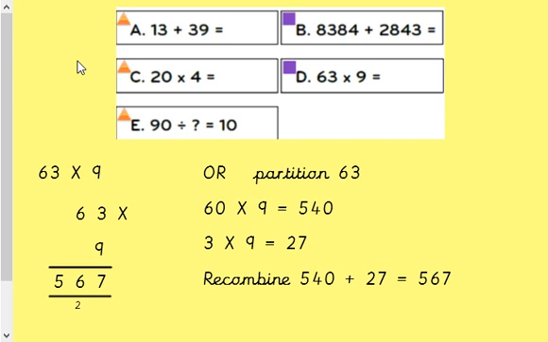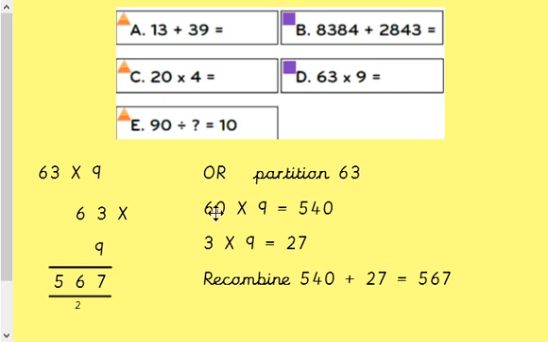Okay, the first question we're going to look at this morning is this written method question here, 63 times 9. One way you could do this is just short multiplication. You could say 3 9s are 27. You need to carry the 2 over into the tens column. And then 6 9s are 54 plus 2 would be 56. So your answer there would be 567.